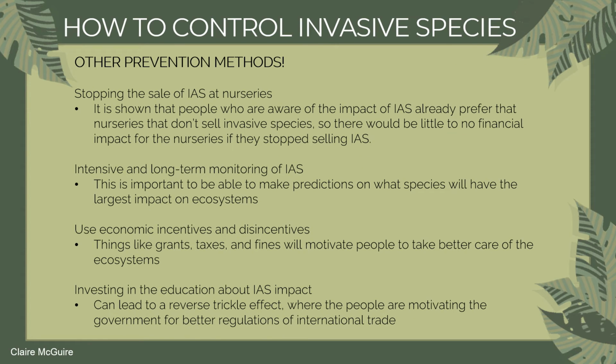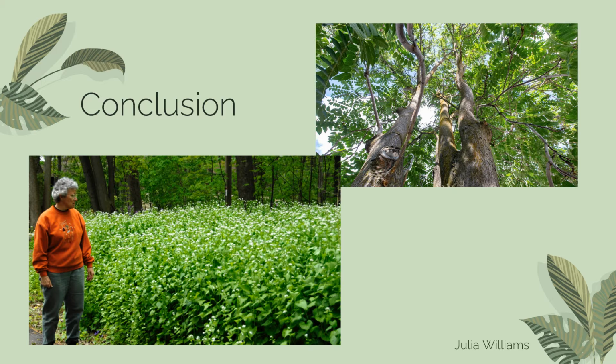And very quickly, some of the other prevention methods are stopping the sale of IAS at nurseries, using intensive and long-term monitoring of IAS, economic incentives and disincentives, and investing in education about the impact of IAS.